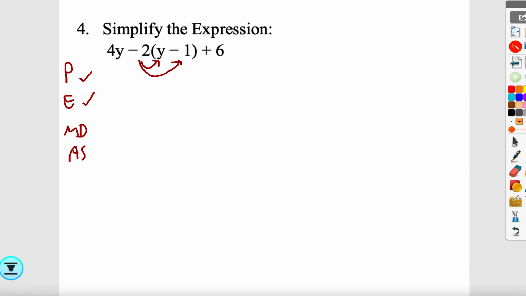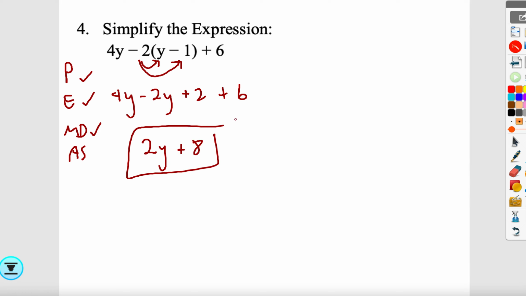We're going to distribute it here. So bring down the 4y. Negative 2 times y is negative 2y. Negative 2 times negative 1 is plus 2. Bring down the plus 6. Now we did all multiplication and division. Now we'll add and subtract from left to right on the like terms. 4y minus 2y is 2y. 2 plus 6 is 8. We cannot combine these like terms because they're not like terms. And we're done with adding and subtracting.